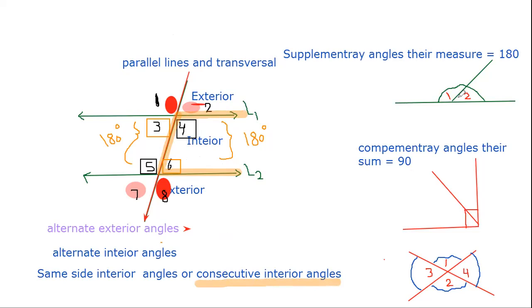This is the last relation between two angles that we can state now. Angle 1 and angle 4, what is the relation between them? Angle 1 and angle 4 are vertical angles. 6 and 7 are vertical angles. 5 and 8 are vertical angles, and so on. So this is the first part we wanted to talk about, parallel lines and a transversal.